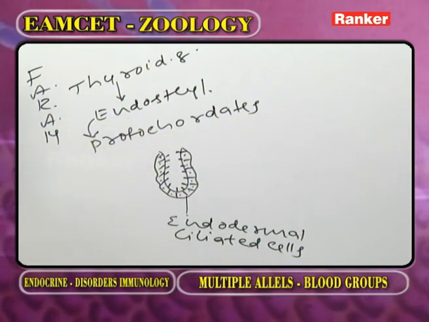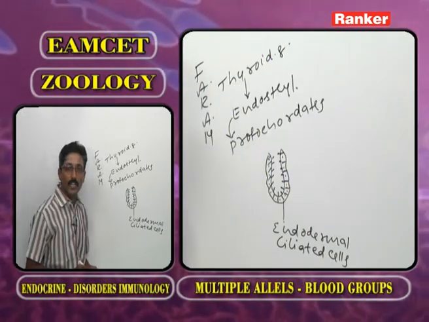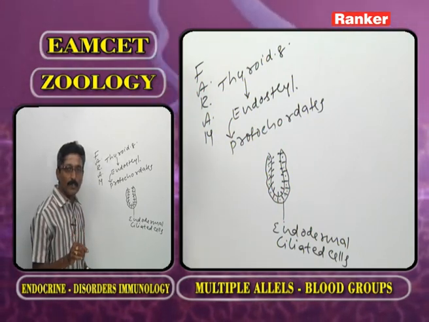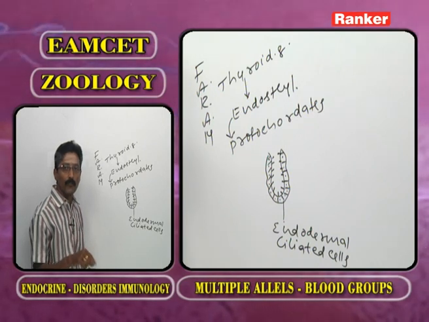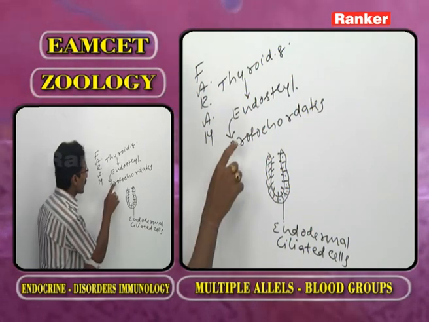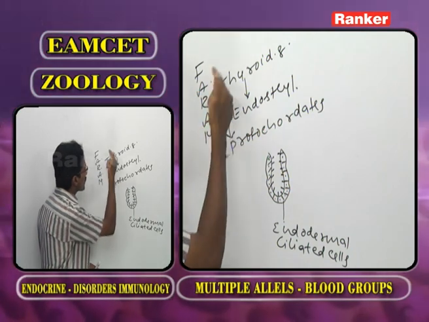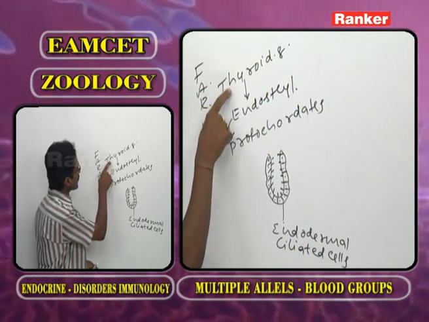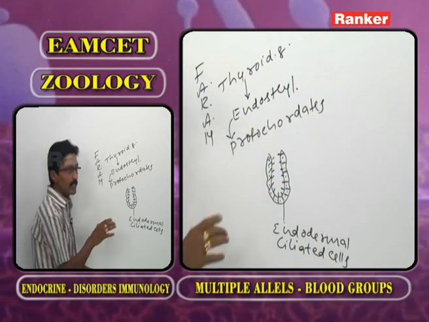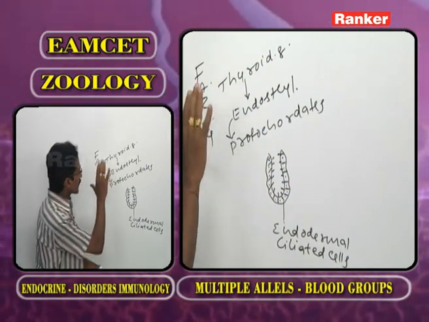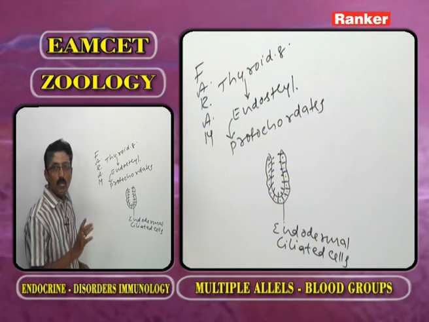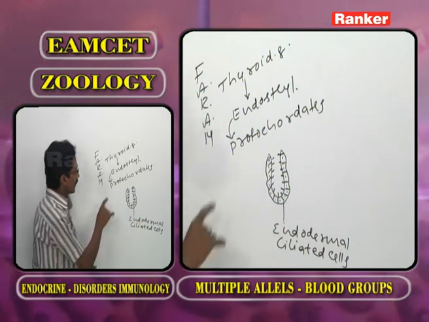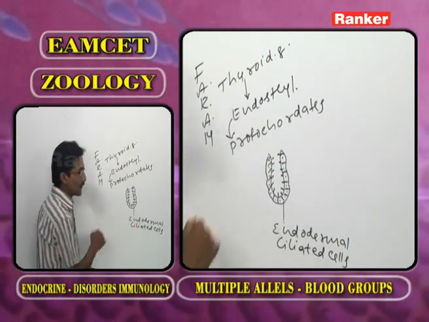In case of protochordates, what is the function of endostyle? We learned very well. In case of protochordates, the endostyle helps in ciliary mode of feeding or filter feeding. This endostyle is modified into thyroid gland in the vertebrates, so that the structure of thyroid gland and endostyle is one and the same. So structurally similar, called homologous. The thyroid gland is also derived from endoderm. The endostyle is also derived from endoderm.